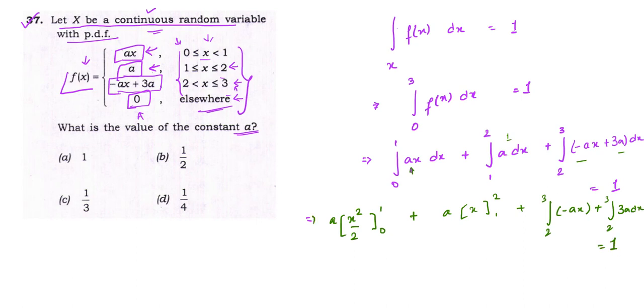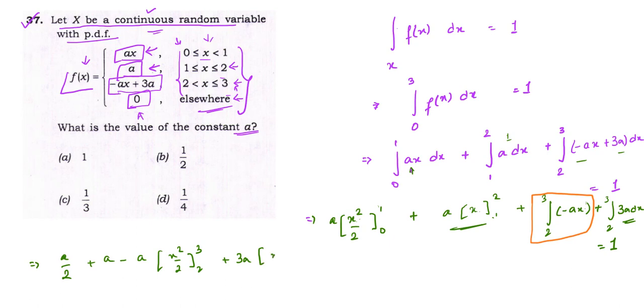Now simplifying this, we get x square by 2. First we put 1, so this is half, so this is a by 2, and we put 0, so the result there will be 0. In the second term you can see we have 2 minus 1, so this will be 1, which will simply give us a. In the third term, with limits 2 to 3 of minus ax, minus a will come outside as a constant, and here we will have the integration of x, which is x square by 2, with limits from 2 to 3. And in the fourth term, the whole 3a is a constant, so this will come outside, 3a, we will get 1x, and the limits are from 2 to 3, and the sum will be equal to 1.